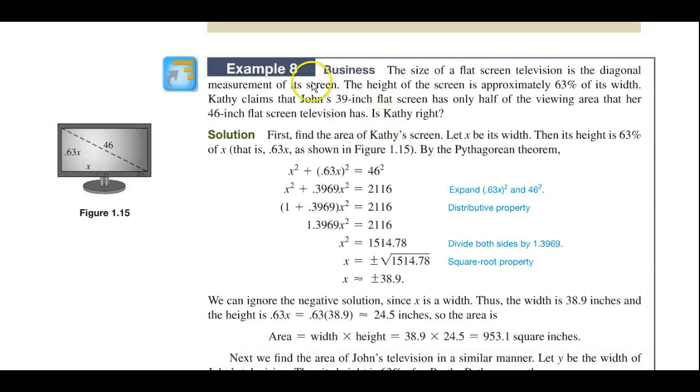So going back to the original screen here, it says that she claims that this screen is only half the viewing area. Is she right? And she is wrong. It's a little more than half, but it is a smaller viewing area. Anyway, lots of stuff to do to get to an answer.